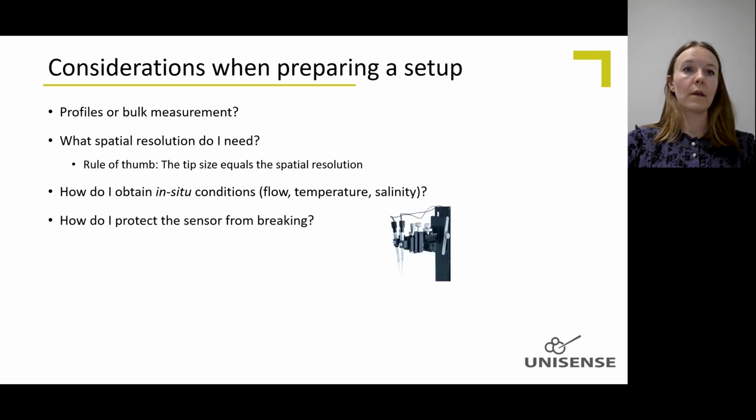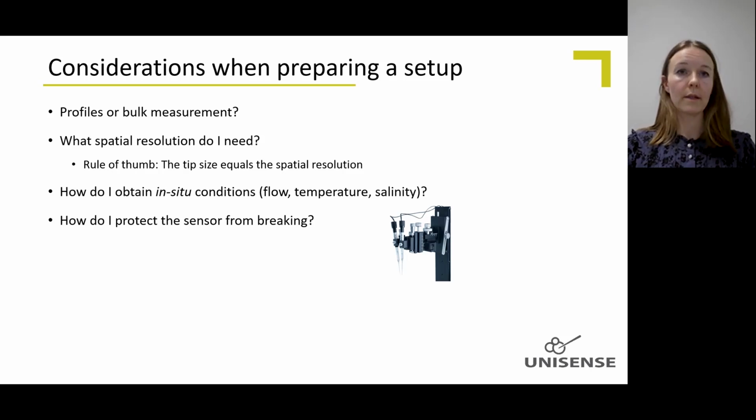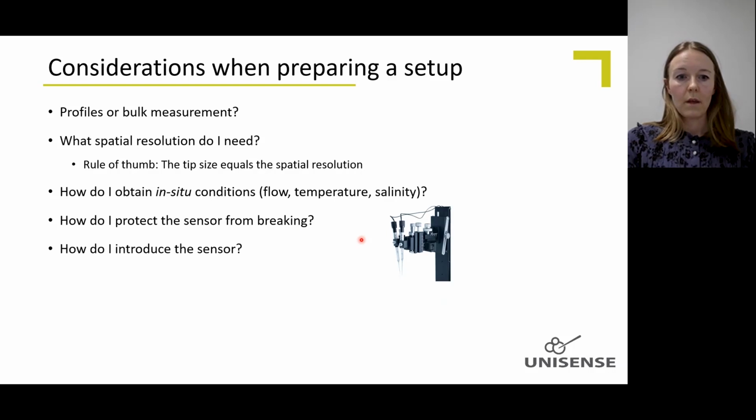And very important, how do I protect the sensor tip from breaking? It's important that you fix both the sensor and the sample, and you can use a micro manipulator like this to mount the sensor and position it. How do I introduce the sensor? Should I use the micro manipulator here, or do I need to pierce a septum, or should I mount it in a compression fitting? These things you also have to think about.